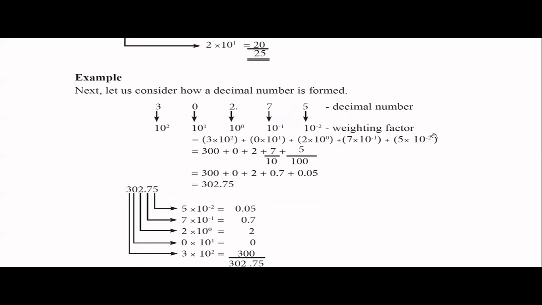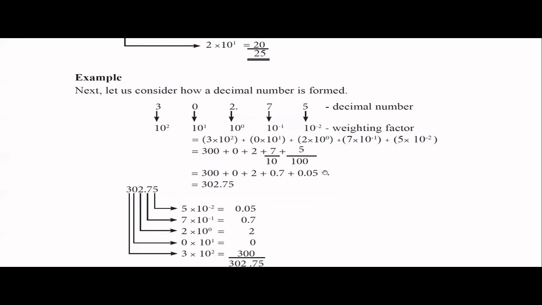And 5 here is multiplied by 10 to the power minus 2. That means 5 should be divided by 100, not multiplied by 100. On this side it's 3 into 100, but this one is 5 divided by 100. You know how to divide by tens and hundreds, right? There's a decimal point here. You move it one time, it's 0.7. Here you have to move 2 times. Always think there's a hidden decimal point here. So you move it 1 time, 2 times, and it becomes 0.05.